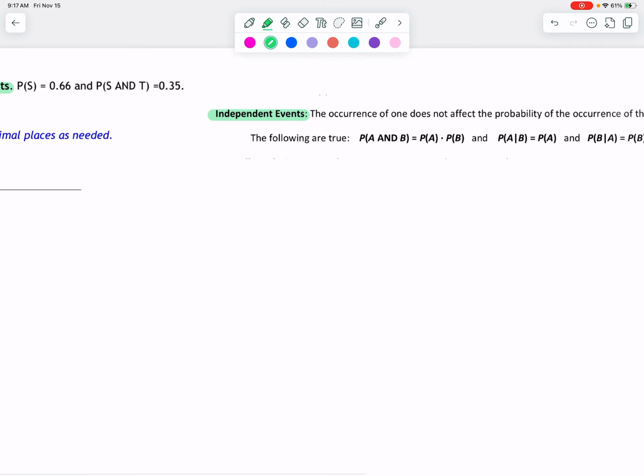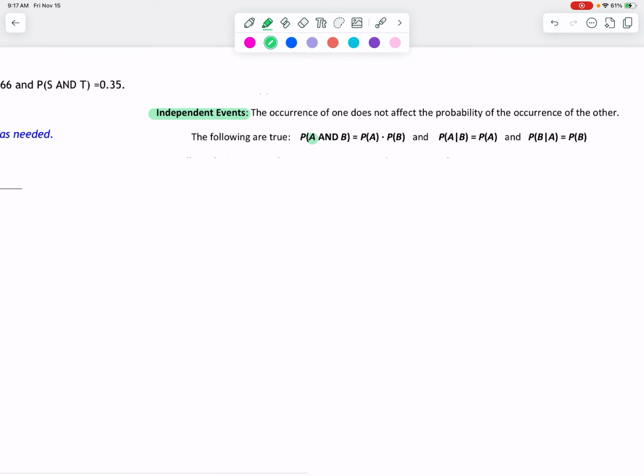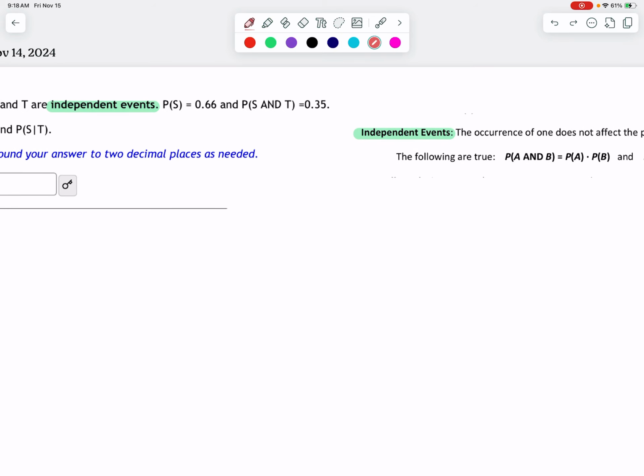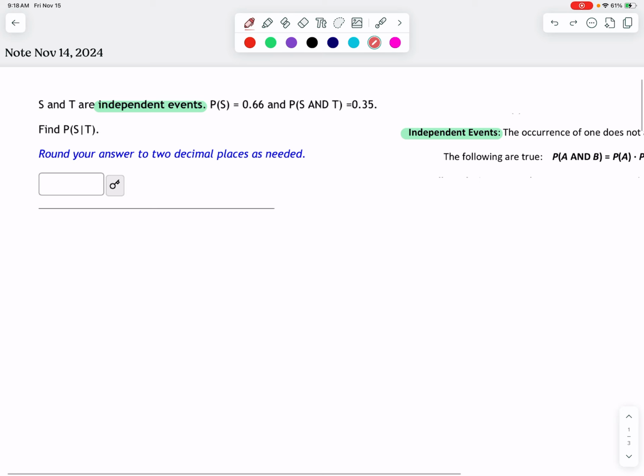Now, what I have in all of these is A's and B's. So if that is a little bit confusing, you can totally rewrite the ones you're given in the problem in terms of A and B. So we could say A and B are independent events. Probability of A is 0.66. A and B is 0.35. Find the probability of A given B.